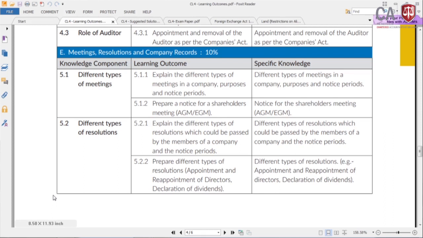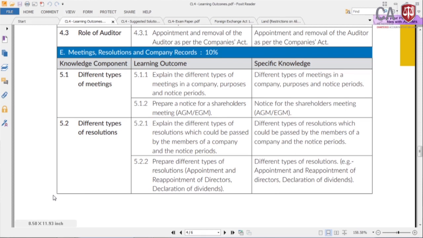Then prepare a notice for shareholders meeting, AGM, EGM, which we have thoroughly done, and you would be able to prepare that notice for the shareholders meeting, whether it's AGM or EGM. Then different types of resolutions.